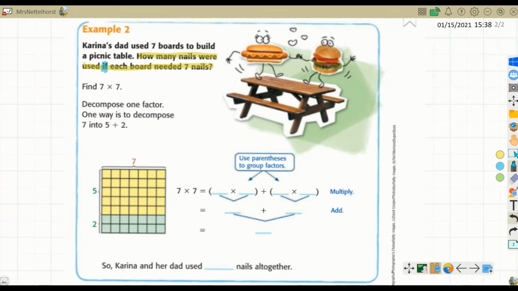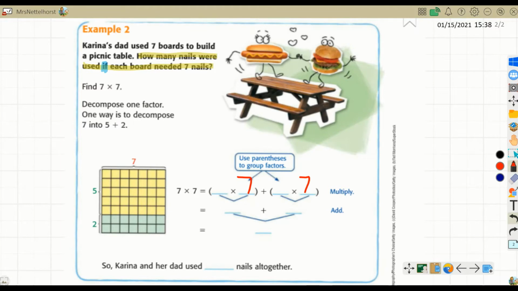So we start out with 7 times 7, that's 7 boards of 7 nails. And remember that the equal sign means is the same as. So 7 times 7 is the same as saying 5 times 7, 5 rows of 7. So I'm going to color code. I'm going to do the 7s first because they stay the same. So it's 5 rows of 7 and 2 rows of 7.